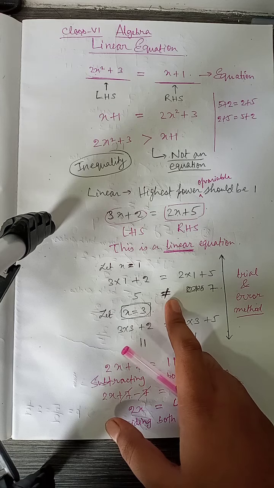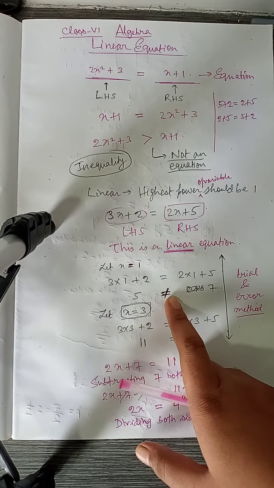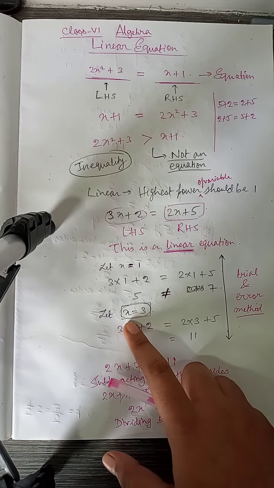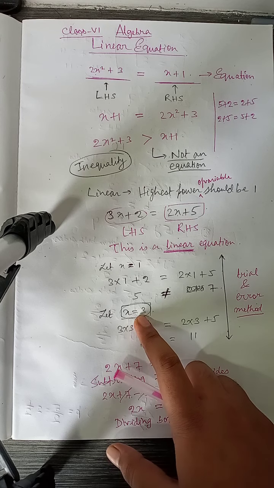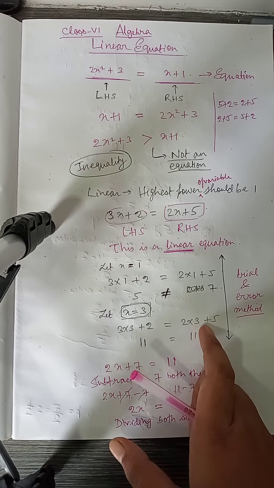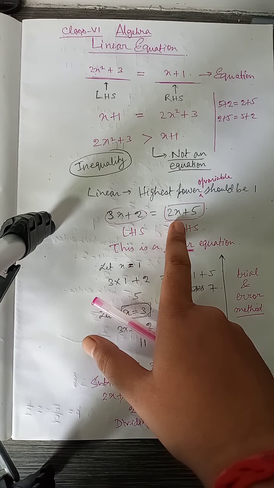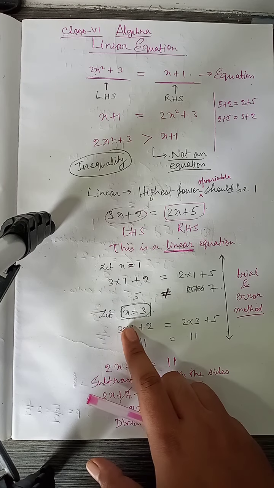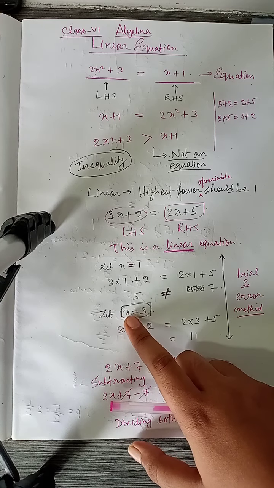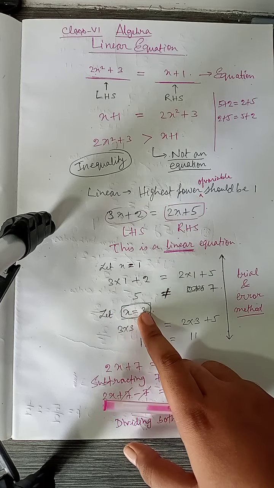You can try and see, put x equal to 2, you will also not get the same value on both the sides. Next try to put the value of x equal to 3. So 3 into 3 plus 2 equal to 2 into 3 plus 5. This comes out to be 11 and this also comes out to be 11. So the correct value of x that satisfies this linear equation is x equal to 3.